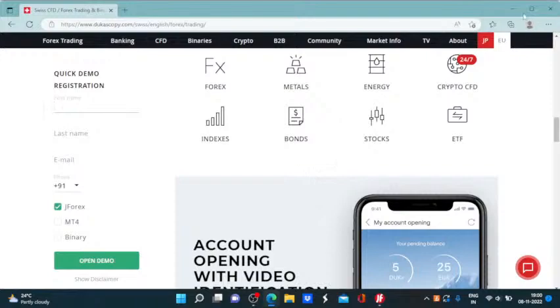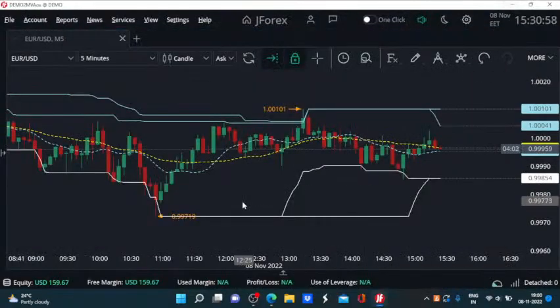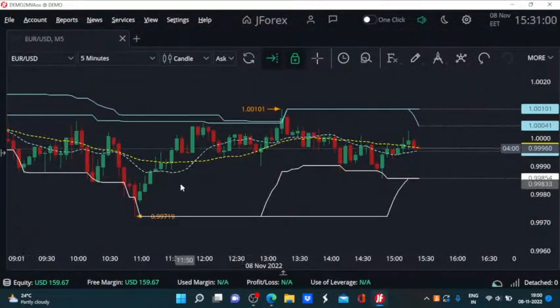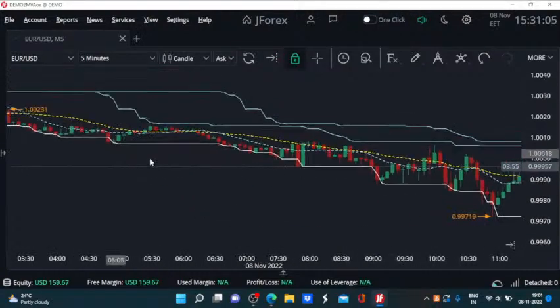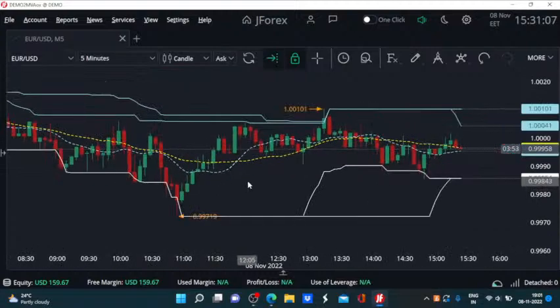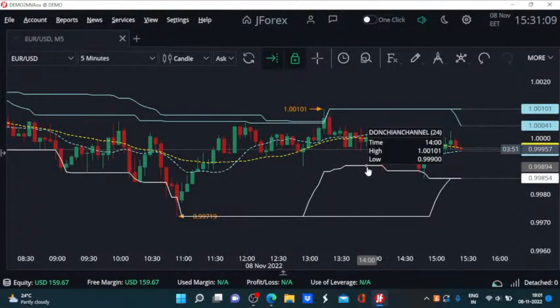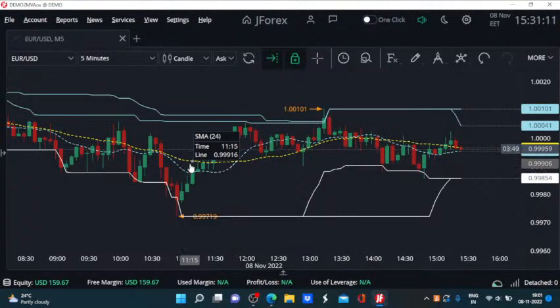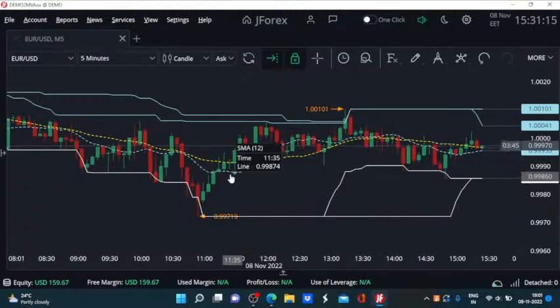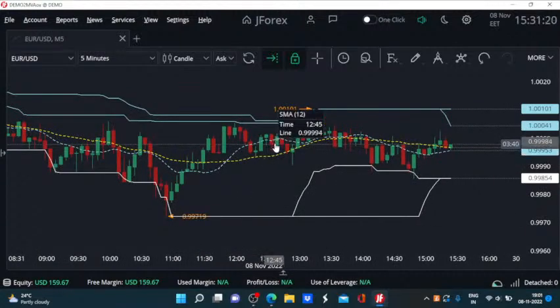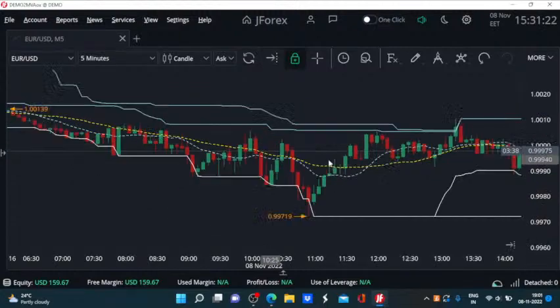So let us now head to the JForex 4, the newly released trading platform from the Dukascopy Bank SA. This is the Euro USD chart drawn on the 5 minute candlestick period. I have drawn the range and the average price, the range for 4 hours and 2 hours, and with that I'm also taking into consideration the average price of the last 1 hour as well as the last 2 hours.